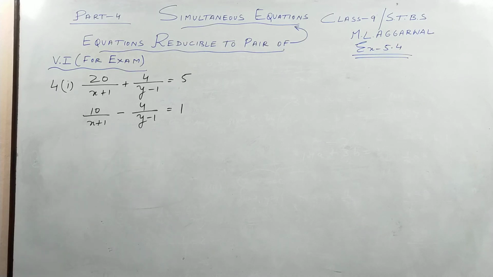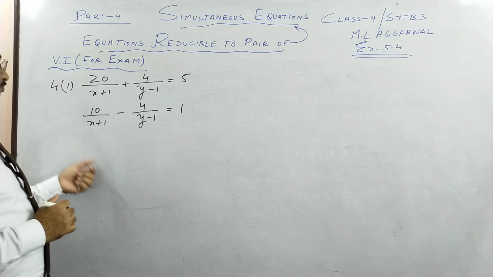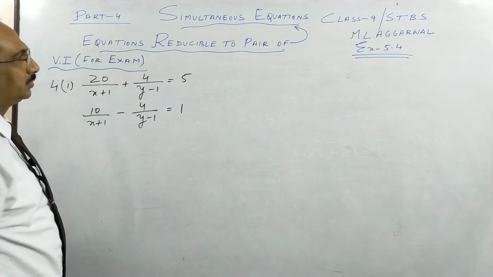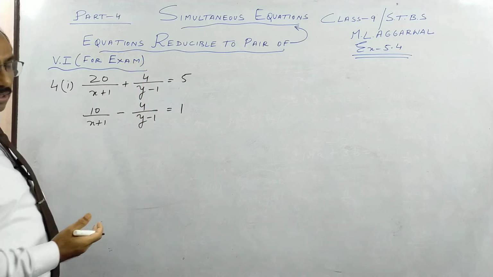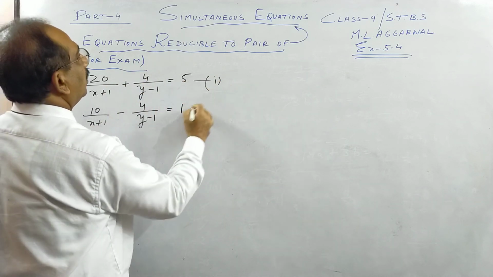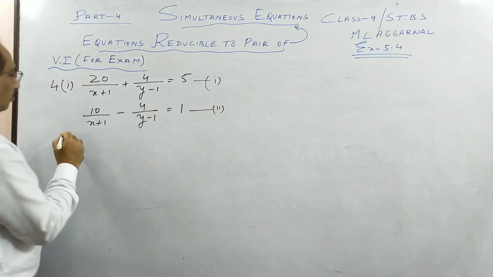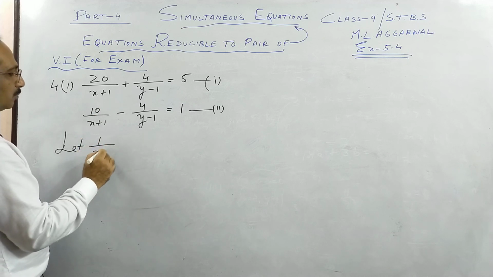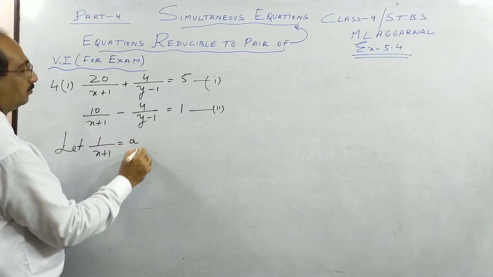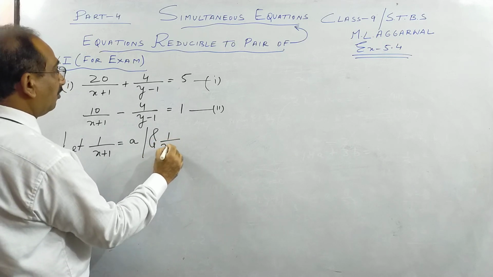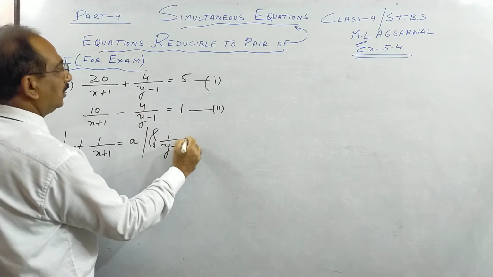So we move on to the last question of this session. Here we have something like this. We have to reduce it to a pair of simultaneous equations. Let it be equation 1 and equation 2. So what we do is let 1 by x plus 1 be A and 1 by y minus 1 be B.